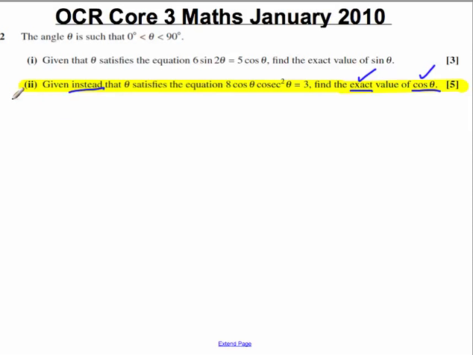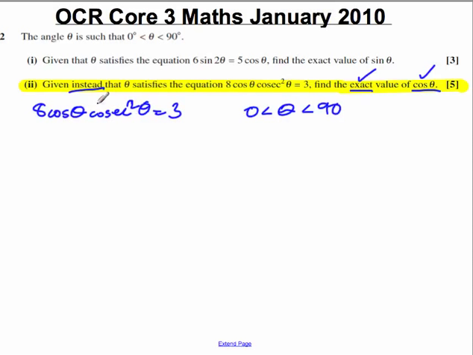Let's go ahead and write out what we know. We know that 8 cos theta cosec squared theta is equal to 3. We do also know that theta is an acute angle. It's between 90 and 0. Okay, looking at that, you might think to yourself what to do.